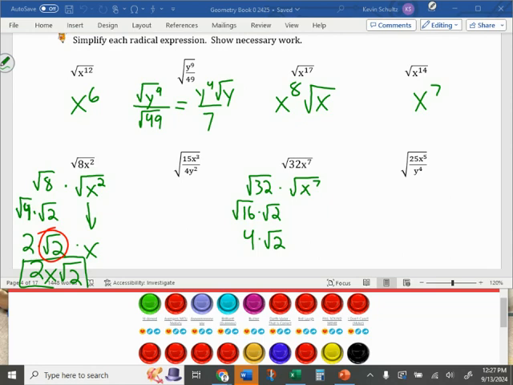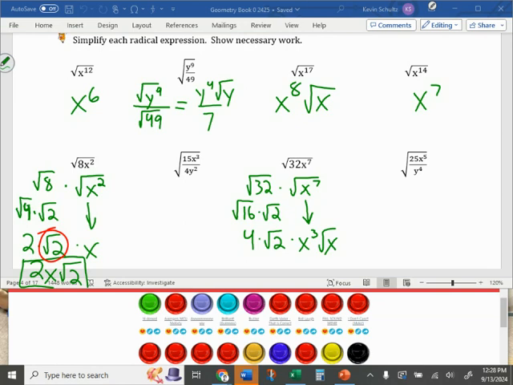The root of x to the 7th becomes x cubed times root x. Because it's an odd power, you know it's going to have the root x. So you subtract 1, divide by 2, that gives you x cubed out in front, then the root x.